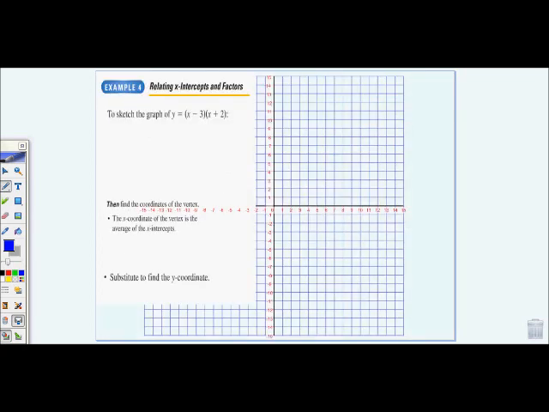First we're going to talk about how to sketch a graph of y equals x minus 3 times x plus 2. We're going to first set them to 0. So x minus 3 equals 0, and x plus 2 equals 0. If I solve both of those, x equals 3, and x could also equal -2.